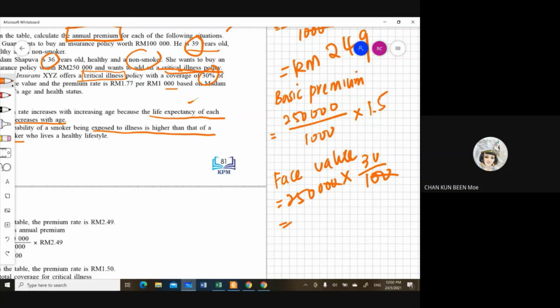How much is it already? I don't want you to show the calculator, lah. Okay, it's equal to RM 75,000. I want to save the time.